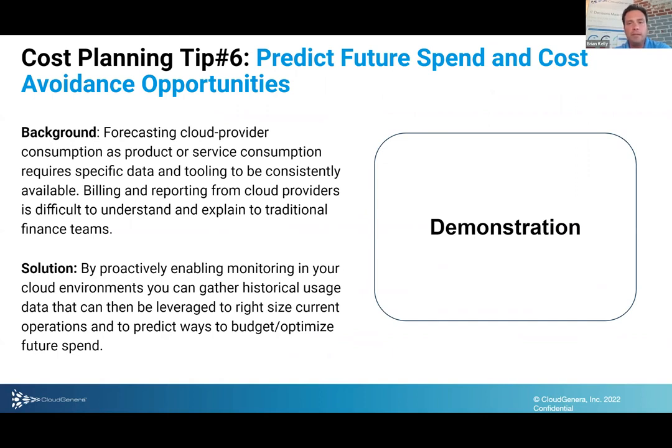As we discussed at the beginning of this section, cloud costs are variable, and as such, they're very hard to predict. It's hard to predict, are you getting the best value of your spend right now? It's hard to predict what your future budget is going to be based upon a forecasted spend for your workloads moving forward. Forecasting cloud provider consumption as product or service consumption requires very specific data and tooling to be consistently available. Billing and reporting from cloud providers is difficult to understand. And it's also difficult to explain to traditional finance teams.